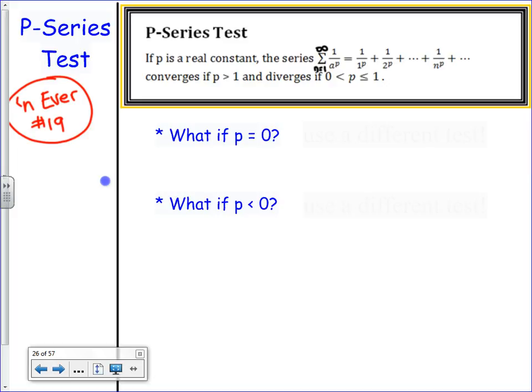Wait a minute. B equals 1. A equals 1. Right? Because it's 1 to the p, 2 to the p, 3 to the p, 4 to the p, all the way up to n to the p. Well, that's weird. I don't like that. That should be an n.